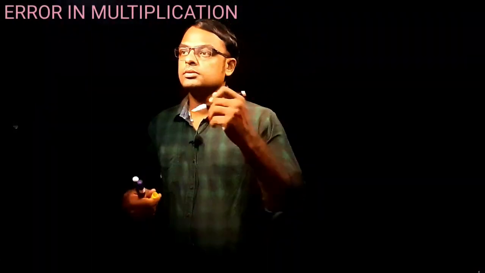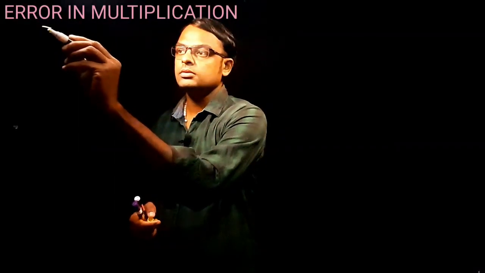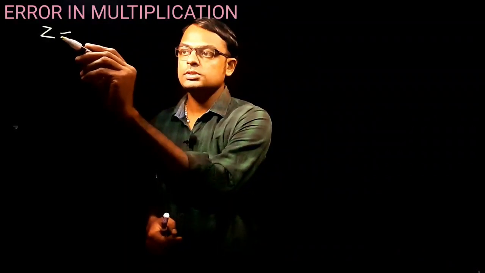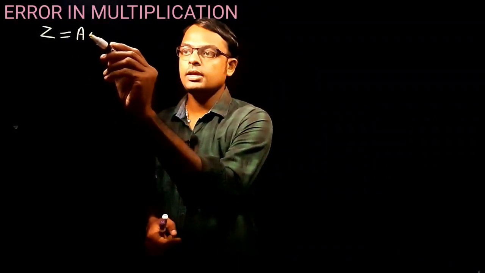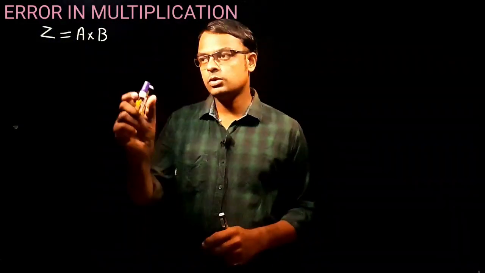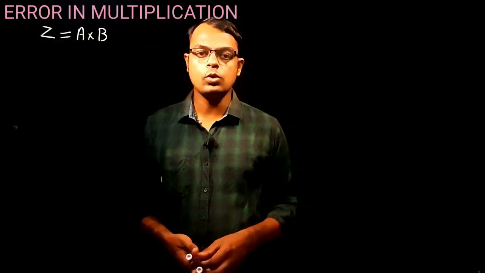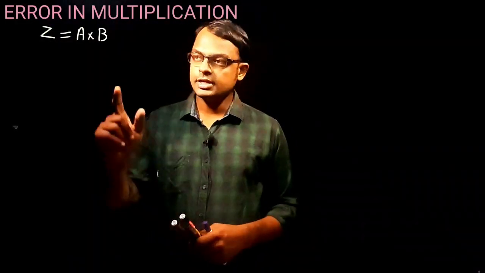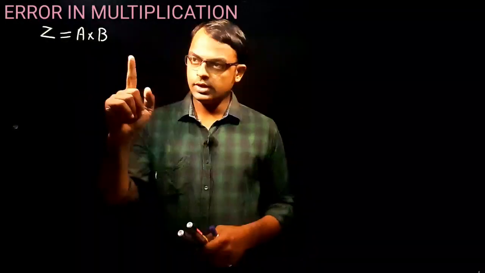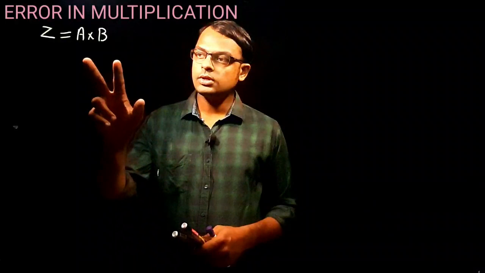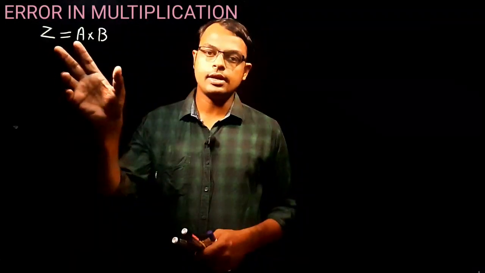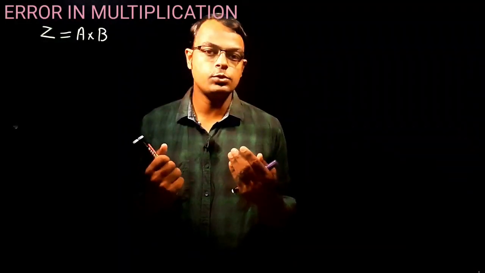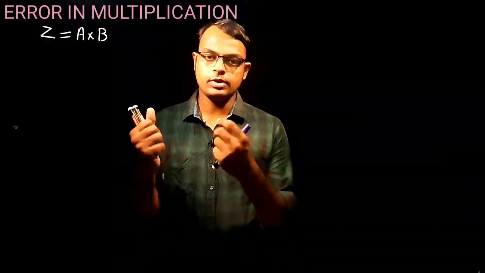Just imagine we are going to deal with the operation of multiplication. Imagine Z is the final result. So Z is equal to A into B. That means we are going to multiply two physical quantities. Definitely, while we are using these two physical quantities, there is a chance for error in A and a chance for error in B, right? So there will be a total absolute error in the final result. How to handle these absolute errors in the final result is what we are going to discuss today.